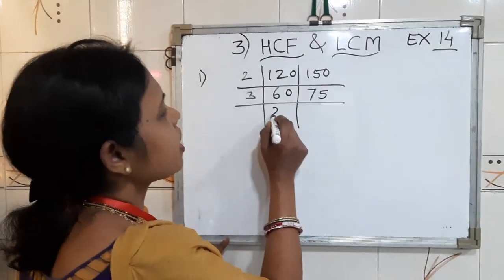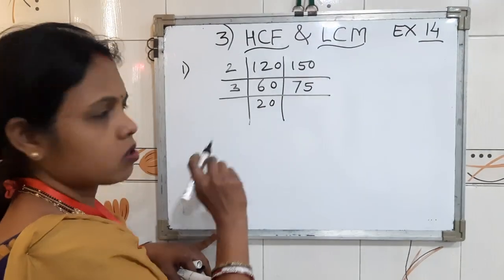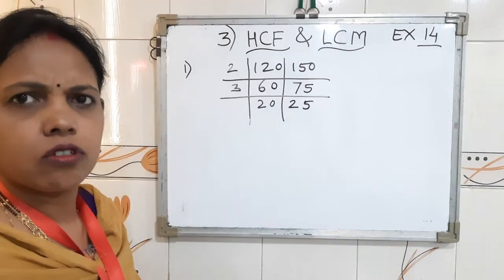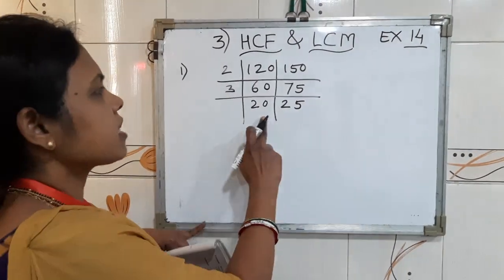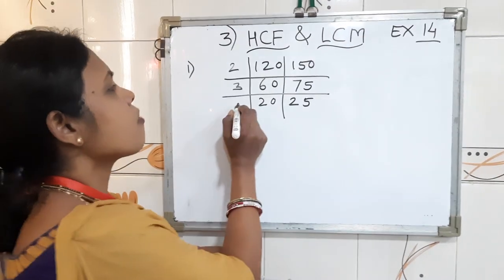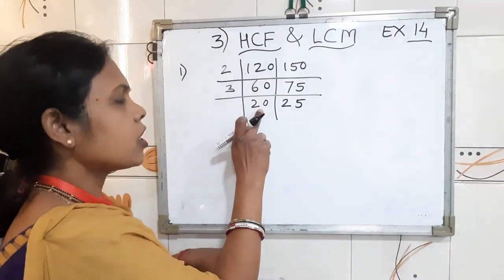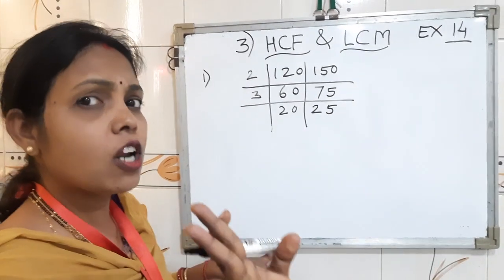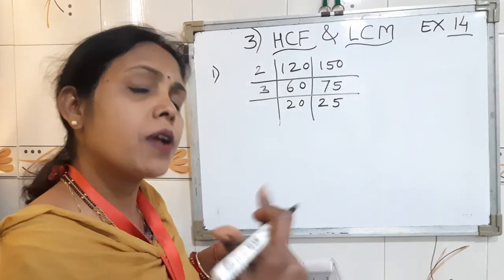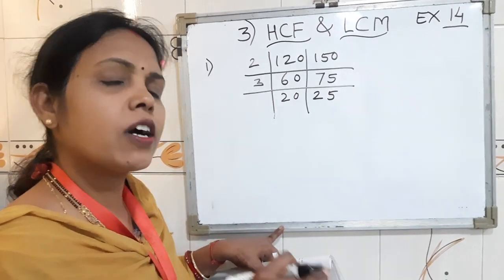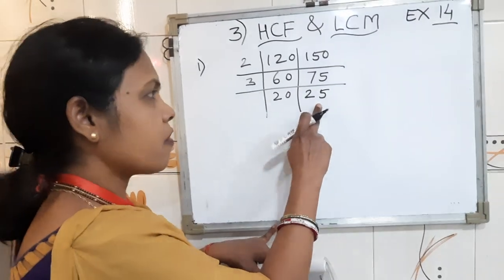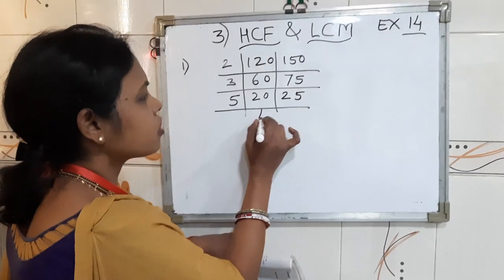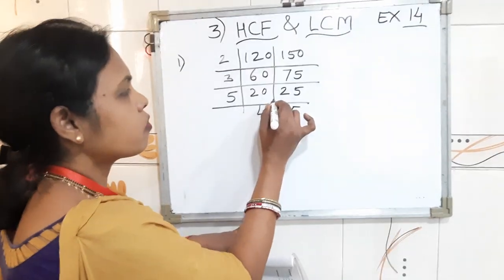3 twos are 6, 3 zeros are 0. 3 twos are 6, 3 fives are 15. So children, our next number, we could take 4, but if we take 4, 20 will divide but 25 will not be divided. That's why we will prefer the number which divides 20 and 25 both. Then what is that number? 5. 5 fours are 20, 5 fives are 25.